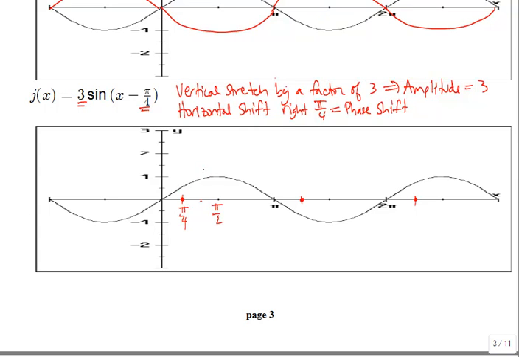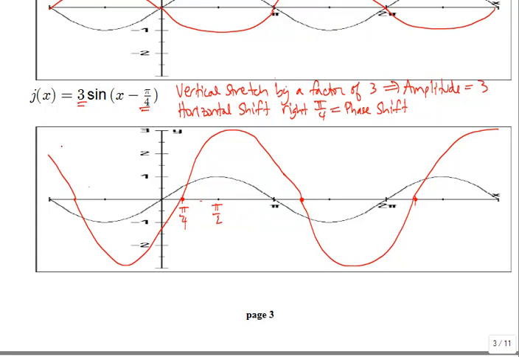And I'm going to draw my normal sine curve. The only extra thing I'm going to add in is that new amplitude. So this time I want to make sure that this peak goes all the way up to 3, and this minimum goes all the way down to -3. And then you can repeat that pattern as you continue. Okay, so there would be my graph.